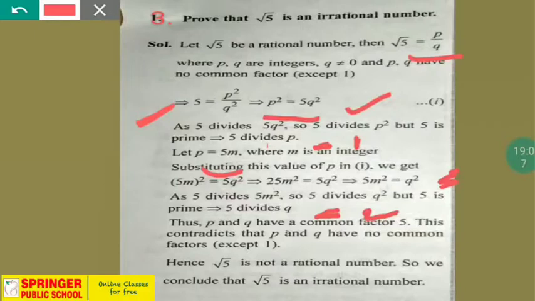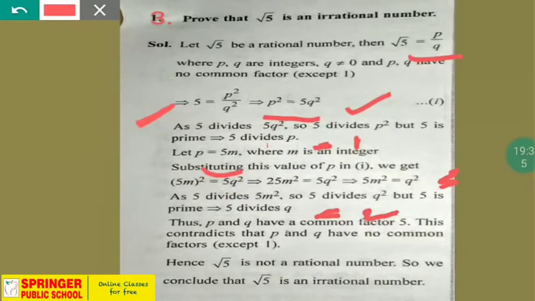So from the first and second point we can say that P and Q have a common factor 5, and this contradicts our assumption that P and Q don't have any common factor. That means they are co-primes. In the beginning we assumed that they are co-primes, but now we can see that they are not co-primes. So the assumption that we have made was wrong, and hence root 5 is not a rational number, it is an irrational number.